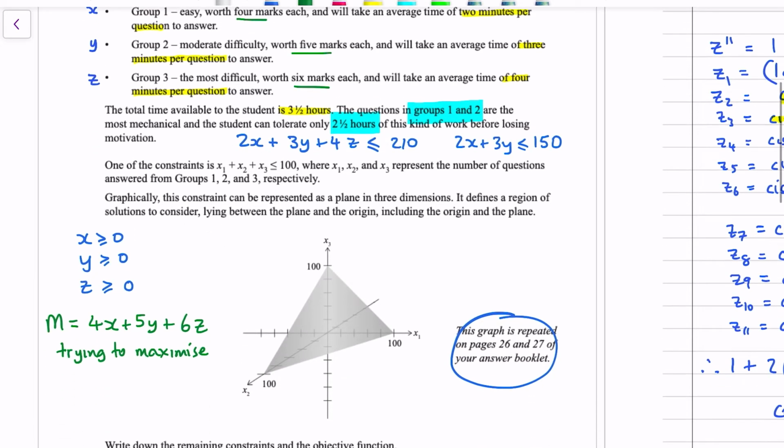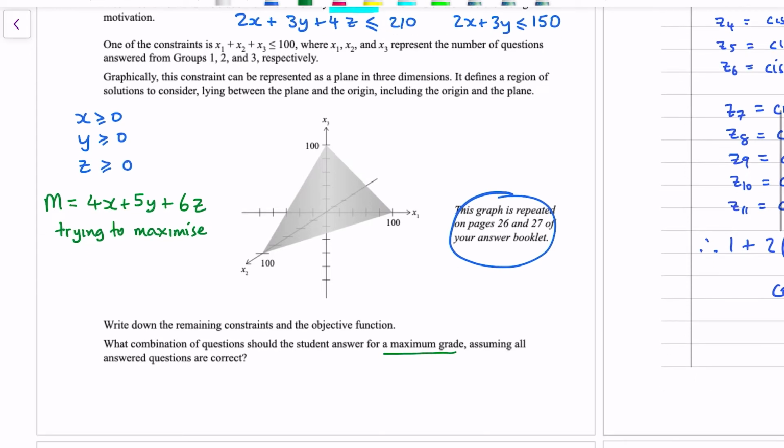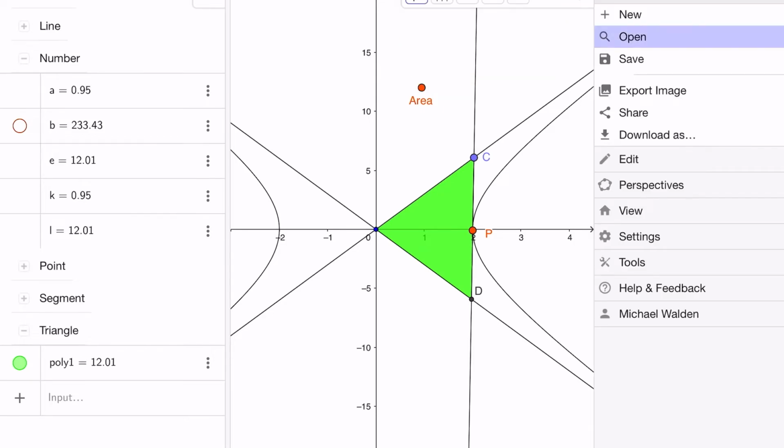Okay, let's have a look at the question. Write down the remaining constraints. We've done all that. And the objective function. What combination of questions should the student answer for a maximum grade, assuming all answered questions are correct? So I've made a GeoGebra diagram for this just so we can get our head around the situation. It's from the last video. I don't want to see that problem ever again.